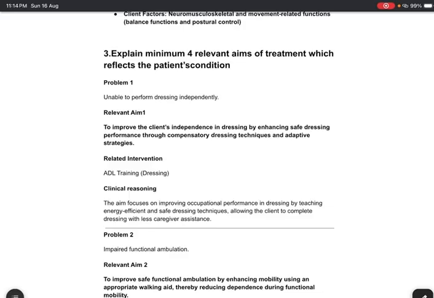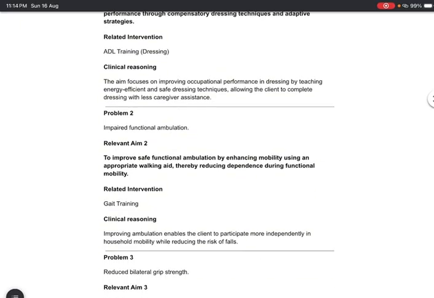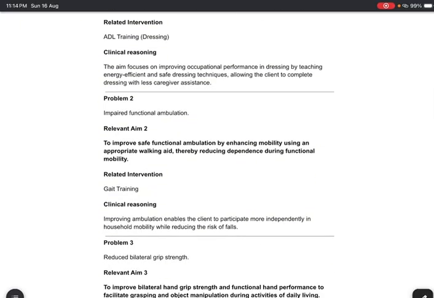The second aim is to improve safe functional ambulation by enhancing mobility using an appropriate walking aid. The aim is related to gait training. The clinical reasoning is that improving his gait stability and gait sequencing will allow Mr. K to participate more safely and independently in household mobility while reducing his risk of falls.